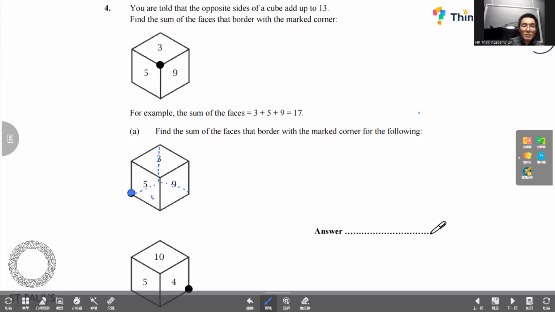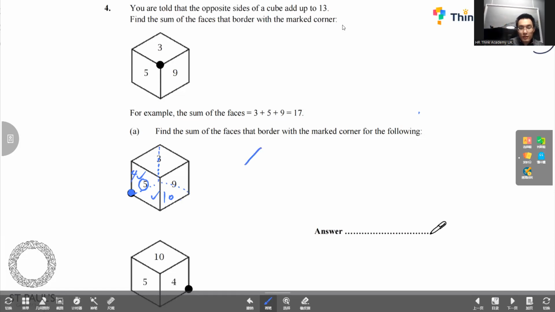So we'll need the bottom side and then the back side, the opposite side to 9, and then the 5. Okay, the bottom side is opposite to 3. And we are told that opposite sides always add up to 13. So the opposite side to 3 must be 10. Then the bottom side will be 10. And the opposite side to 9 is the back side, the one we cannot see, which is 13 minus 9, which is 4. Okay, so we have 5, 4, and 10 for the 3 sides for the mark.